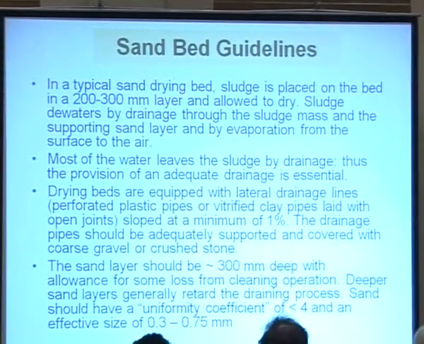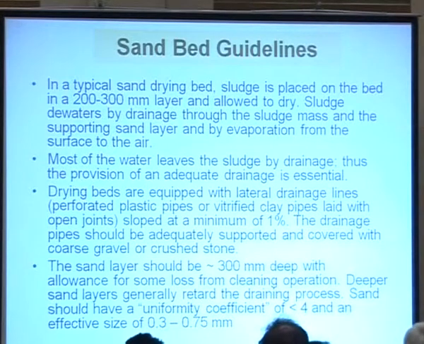Typical sand drying bed. Sludge is placed on the bed in a 200 to 300 millimeter layer and allowed to dry. The sludge dewaters by drainage through the sludge mass and the supporting sand layer, and by evaporation from the surface to the air. Most of the water leaves the sludge by drainage. Thus, the provision of adequate drainage is very essential, especially if you want to recycle and use it again in the wastewater.